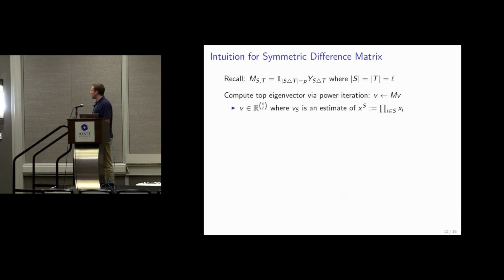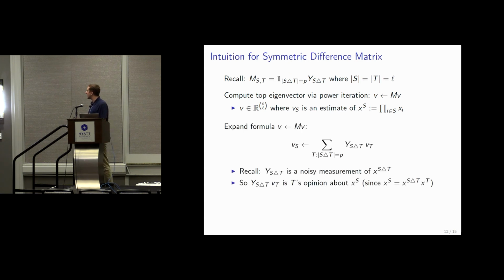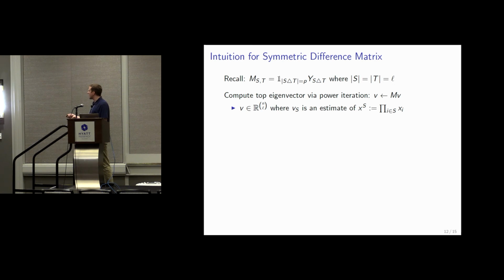Here's maybe a bit of intuition for what it's doing. I won't tell you really the derivation, but I can tell you a little bit of what's happening. So here just again is the matrix M. We're going to compute the top eigenvector using power iteration, let's say. And so we're going to imagine keeping track of some vector v and doing power iteration against that. And this v sub S we'll think of as being an estimate of the parity of that set S.